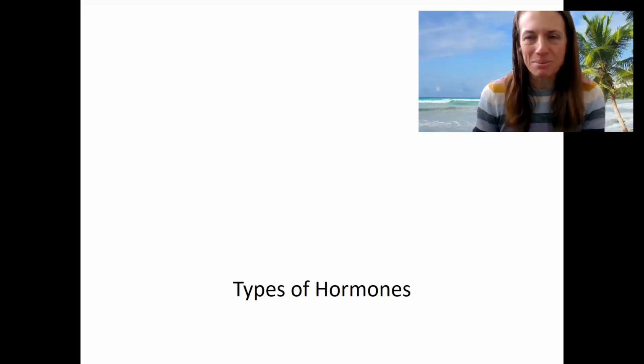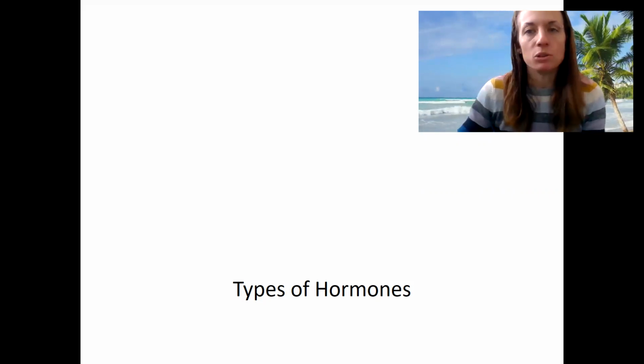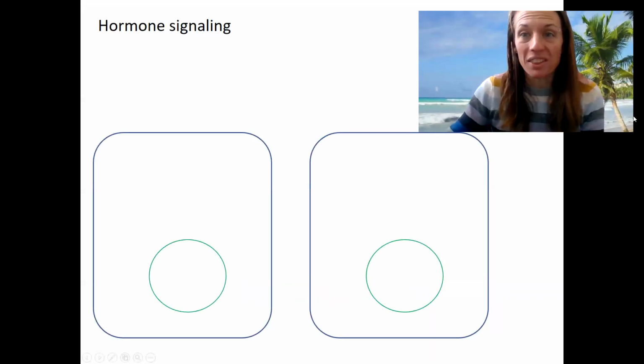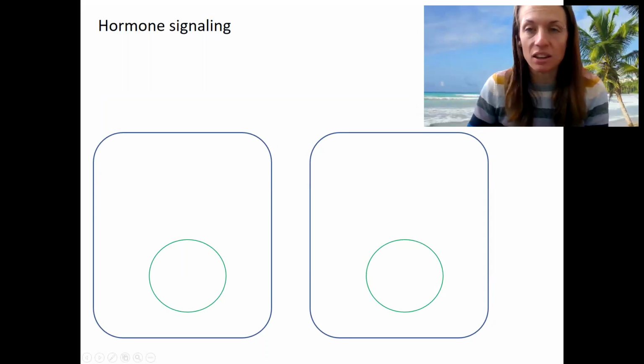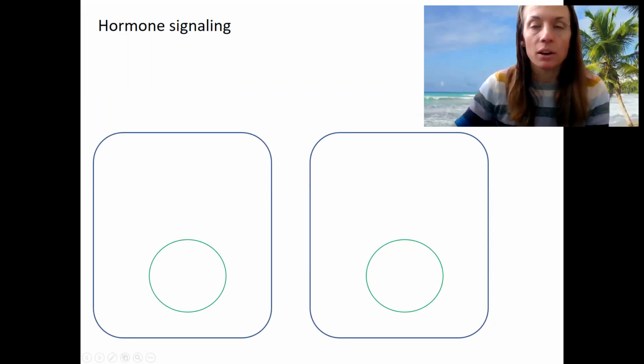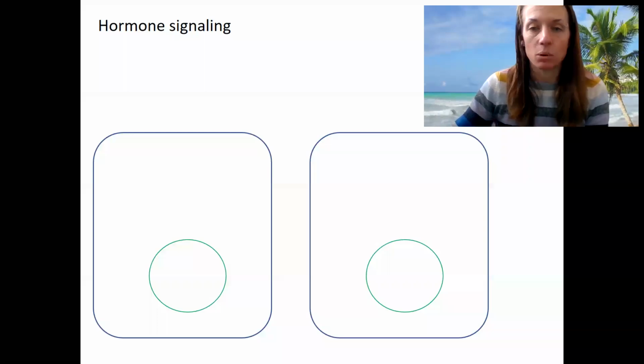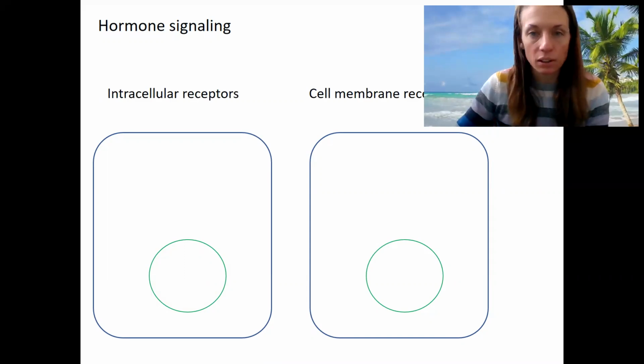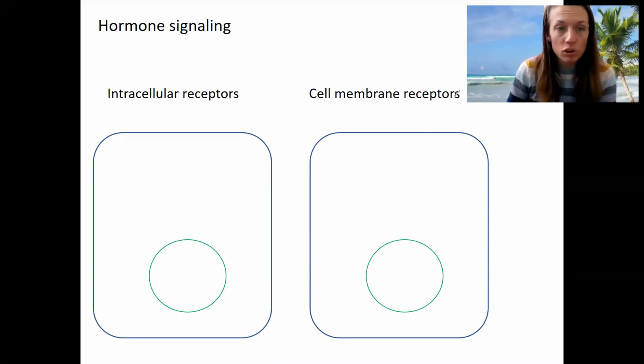Before actually talking about the types of hormones, I want to talk about 2 categories they're going to fall into. You already know that signaling molecules can either bind to a membrane-bound receptor protein or a receptor that's inside the cell, so an intracellular receptor. Here I have 2 cells drawn, and I'm going to draw the location of receptors, either intracellular, so that's when there is a receptor inside the cell.